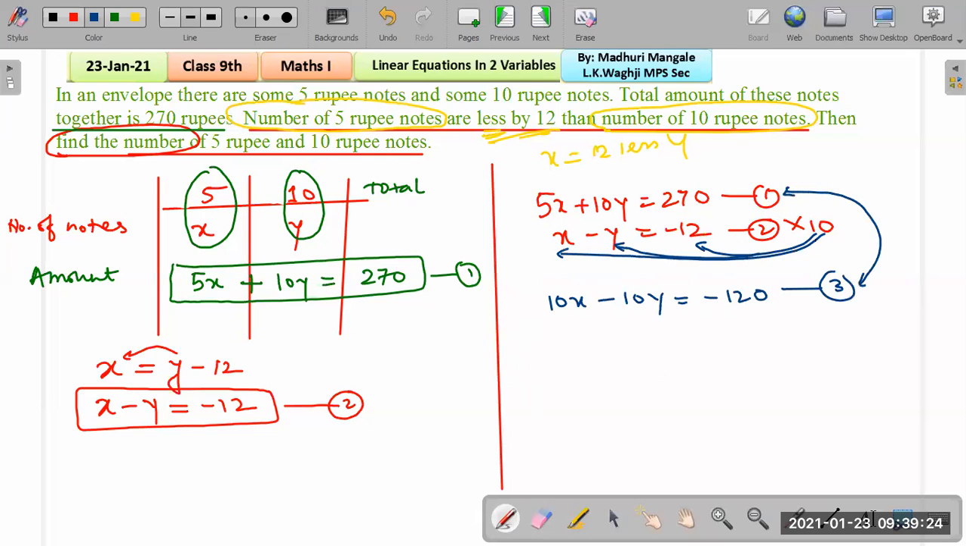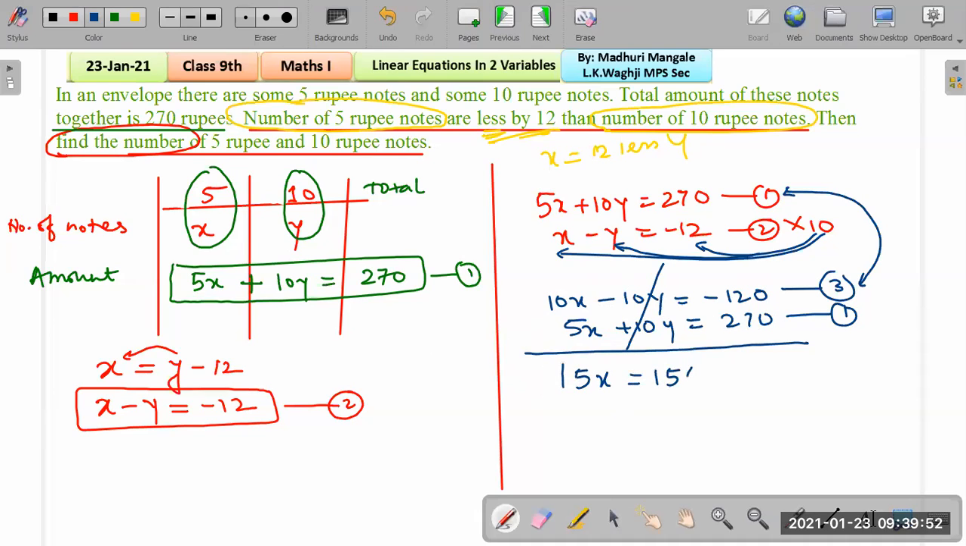Solving these two together, we have 5x plus 10y equals 270. This is our equation 1. Look at them carefully. The y terms are the same with opposite signs. What should we do? Should we add or subtract? Yes, adding, you're right. Adding those two, we get the value of x. So this will get crossed out. This is 15x equals, subtract this, 150. And what is x? You'll get the value of x over here.